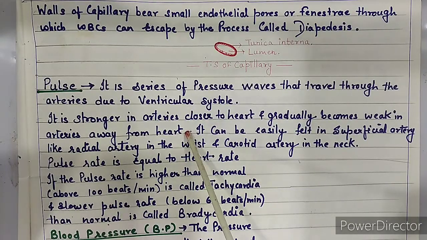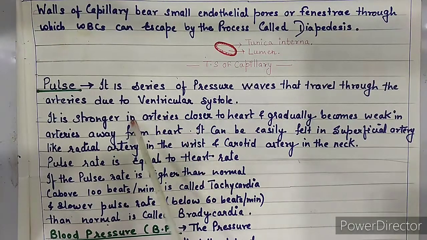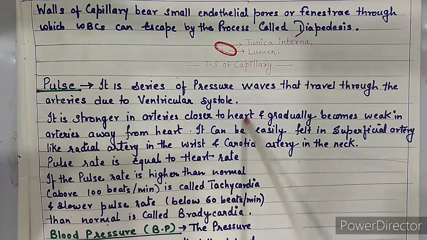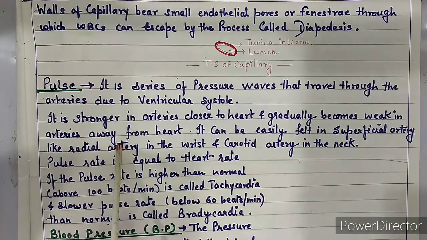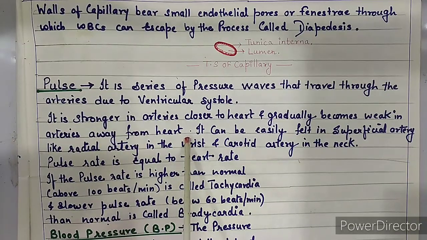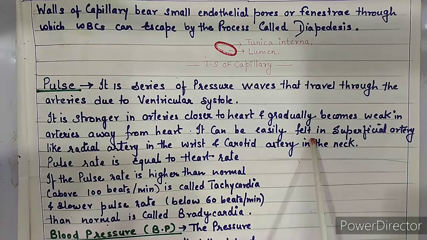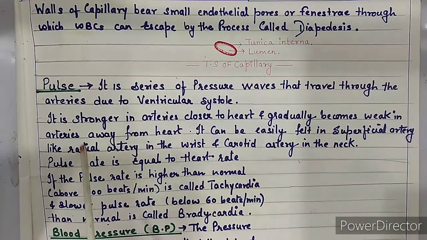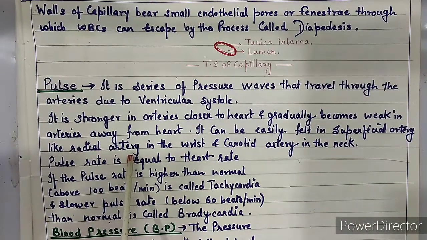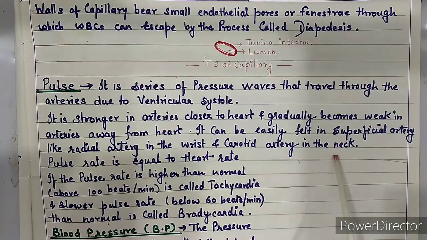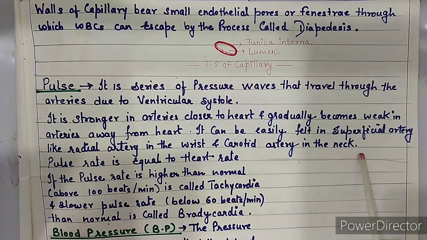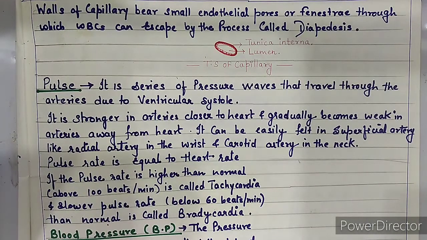Pulse is felt stronger in the arteries closer to the heart, and gradually it becomes weaker in the arteries away from the heart. It can be easily felt in the superficial arteries like the radial artery, which is present in the wrist, and the carotid artery, which is present in the neck. The pulse rate is equal to the heart rate.